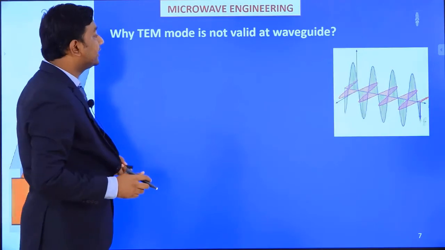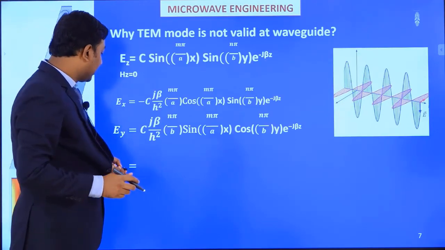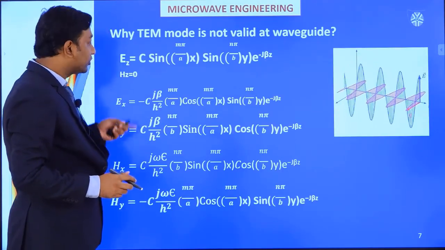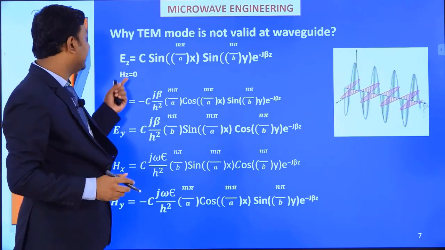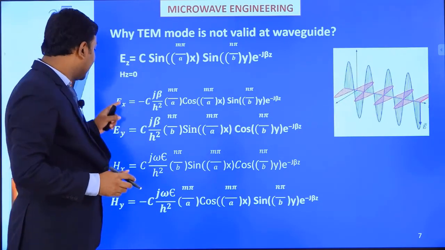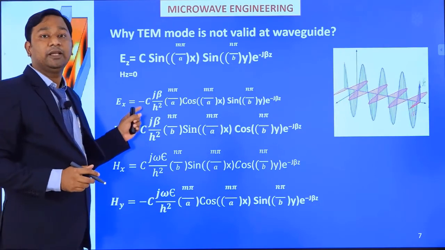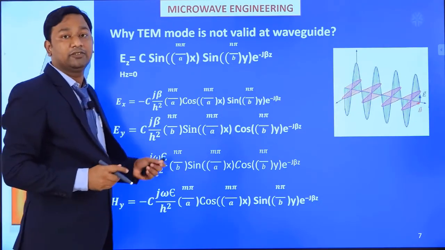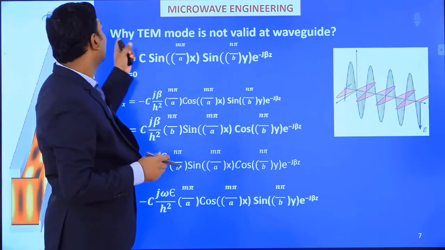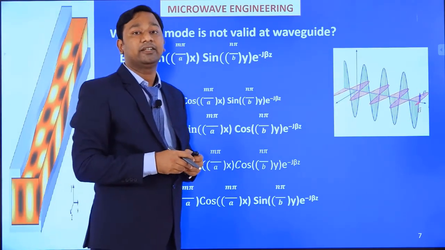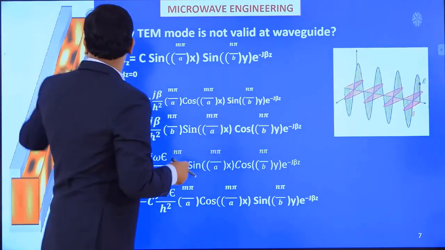If we consider the field expressions of a rectangular waveguide for TEM mode and put Ez and Hz as 0, then no other electric field will be present. So the electric field value will be zero. That's why TEM mode is not valid in a waveguide. That is the reason.